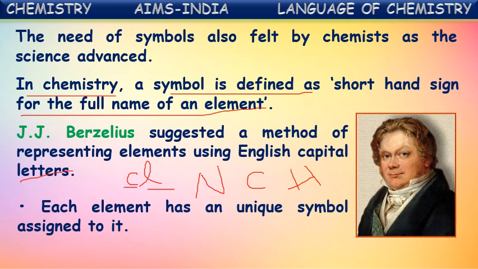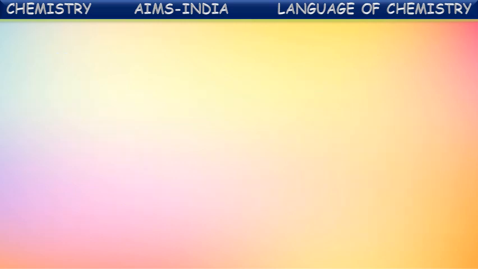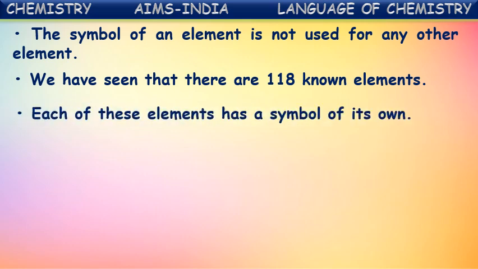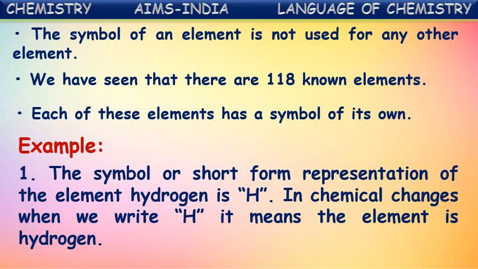Each element has a unique symbol assigned to it. Yes, we have 118 elements, so everything should have a unique symbol. One is not supposed to coincide with another one. Hydrogen means capital H. Capital H should always represent hydrogen only. Chlorine's first letter is C, and carbon is also represented with C. While writing C, we are not supposed to get confused between carbon and chlorine. That's why it is clear: carbon is represented with capital C and chlorine with capital C and small l.